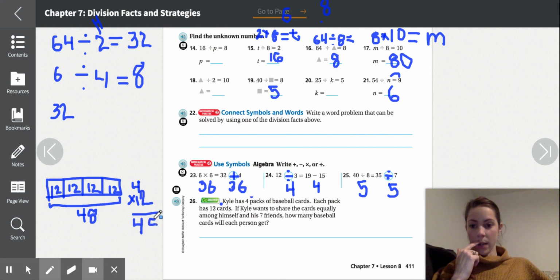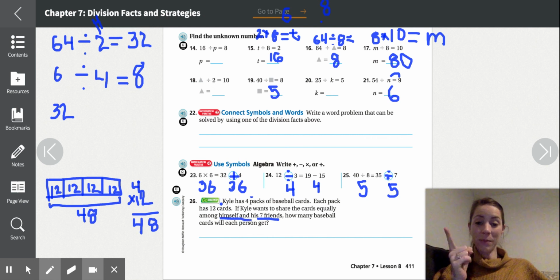All right. And now it says he wants to share amongst himself and 7 friends. So how many groups is he going to be sharing it? Be careful, it's not 7, because remember, he wants some too. It says himself and 7 friends. So you have to do 7 plus 1 for him. So really it's going to be 8 groups. So now you're taking 48 and you're dividing it by 8.